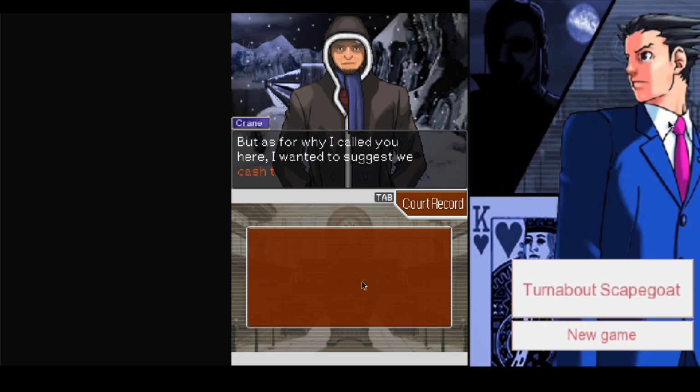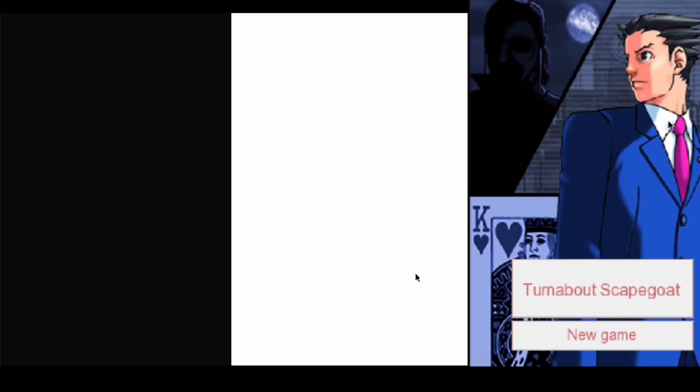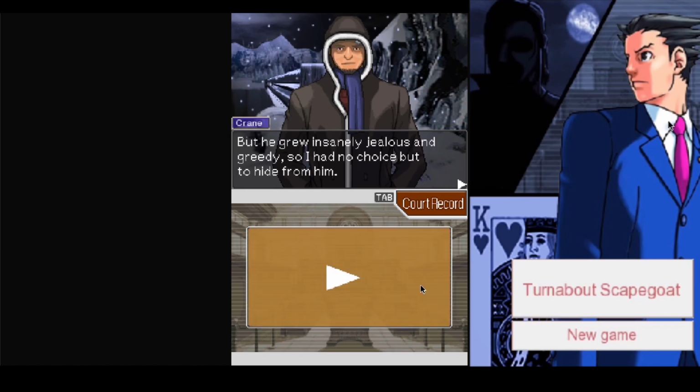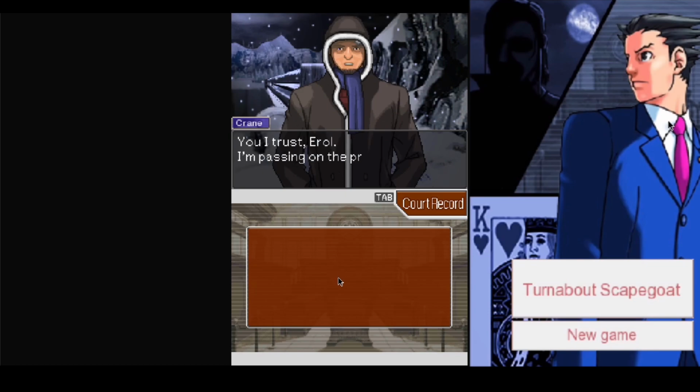As for why I called you here, I wanted to suggest that we cash this in. You'd pawn enigmium, that'd make you a billionaire. Correction, us billionaires. What? It was a favor I originally promised my stepbrother when I found it. But he grew insanely jealous and greedy, so I had no choice but to hide from him. You I trust, Aroll. I'm passing on the promise to you. Haha. Well, what do you think?